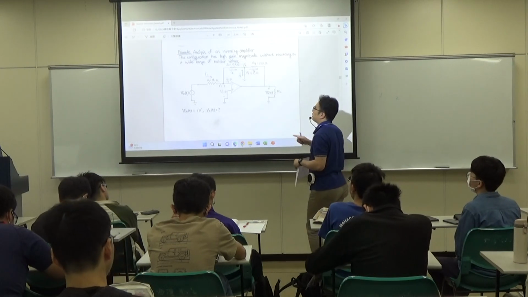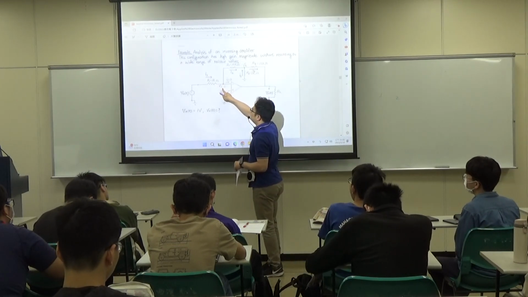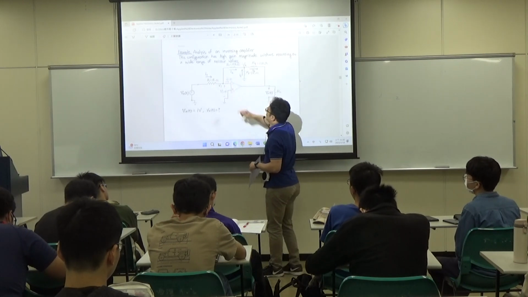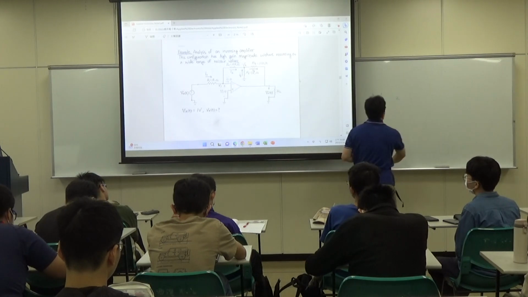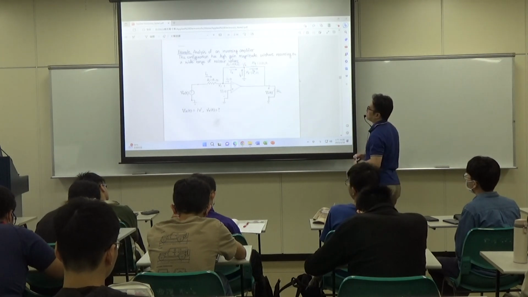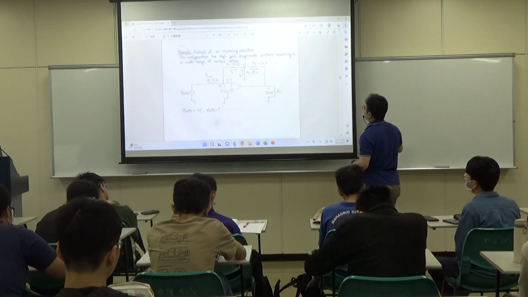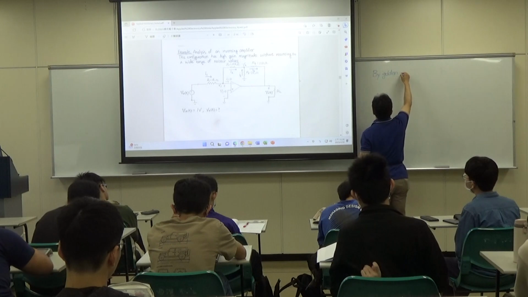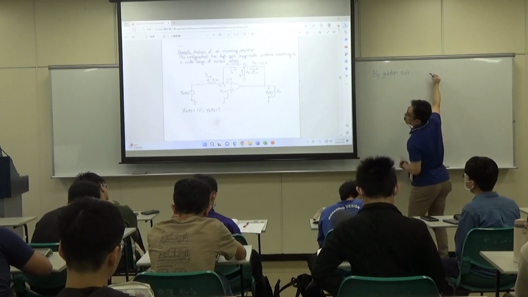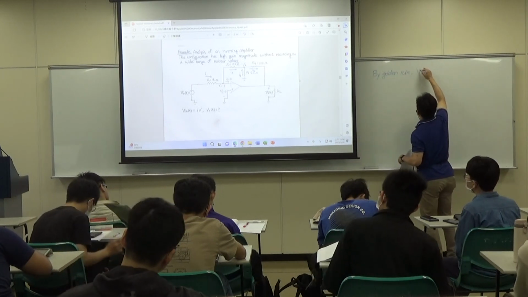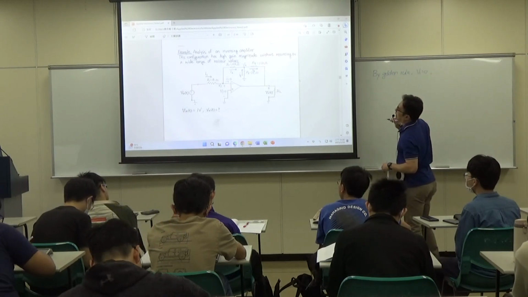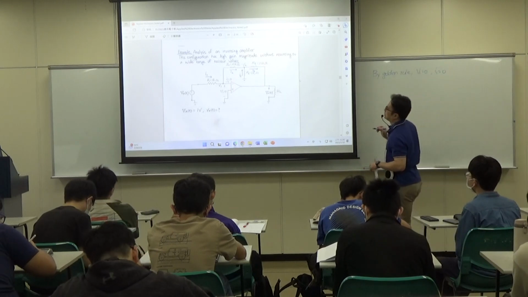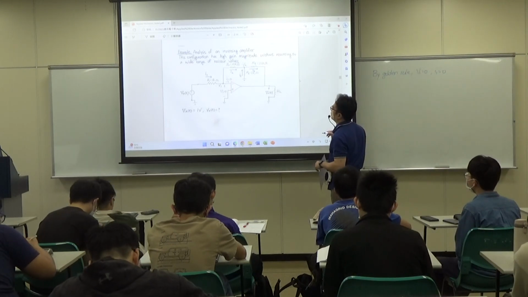By the golden rule, the voltage here, V1, is 0, and we know I1 equals I2. So let's solve this step by step. By the golden rule, we know V1 is 0 and I is 0. This is what we know from the golden rule.